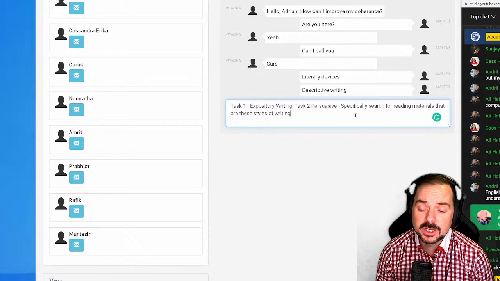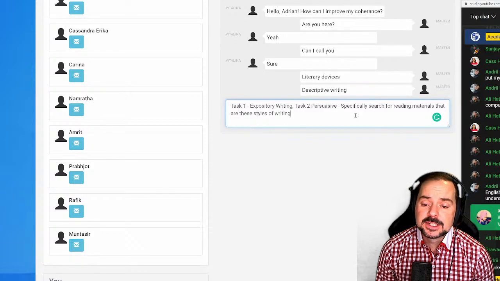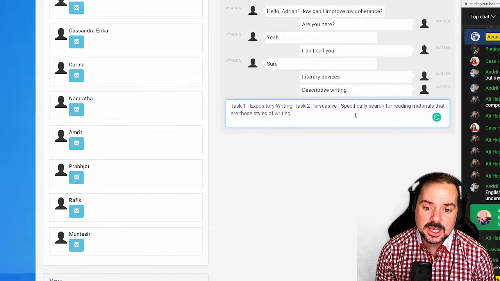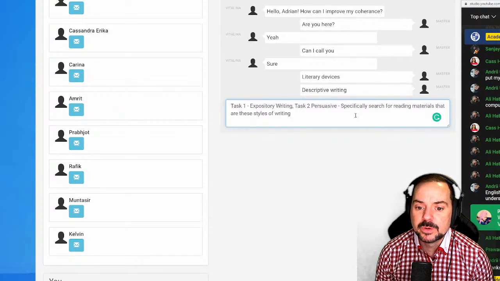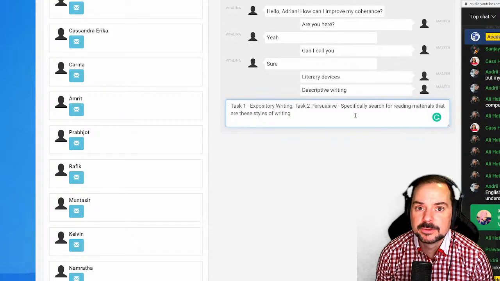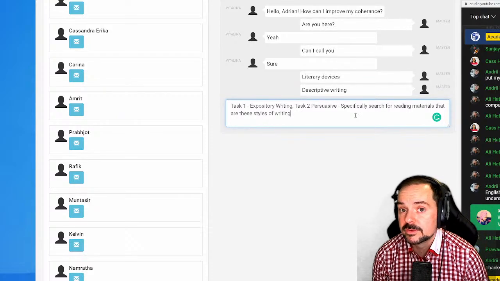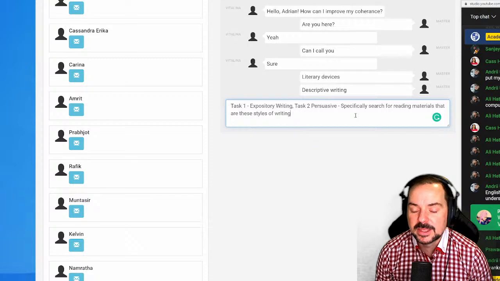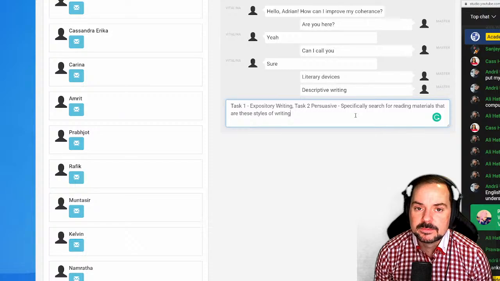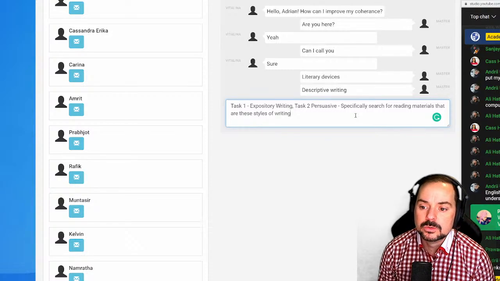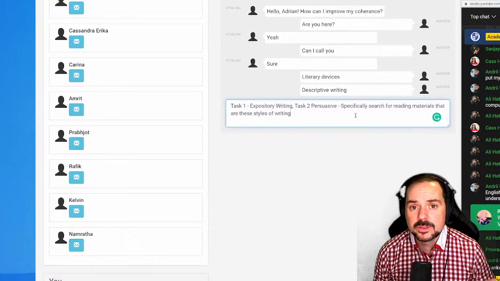But if you have an area of interest, like let's say you're interested in turtles, then you can read expository writing on the life cycles of turtles, or persuasive writing about what we can do to preserve turtles. These are just examples, right? But what I'm saying here importantly is to search for reading materials that are these types of writing.